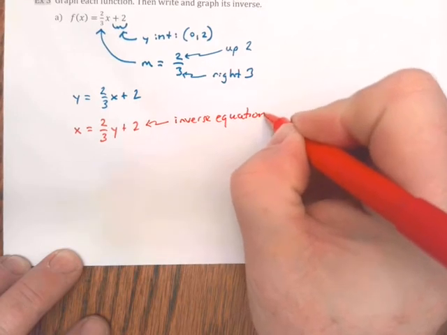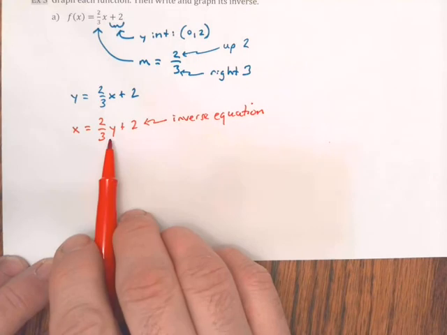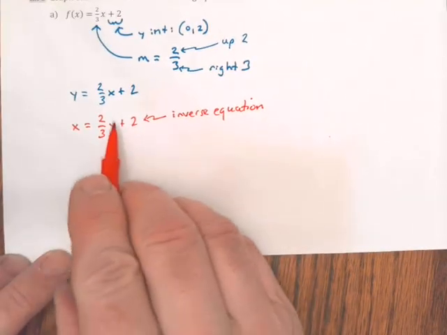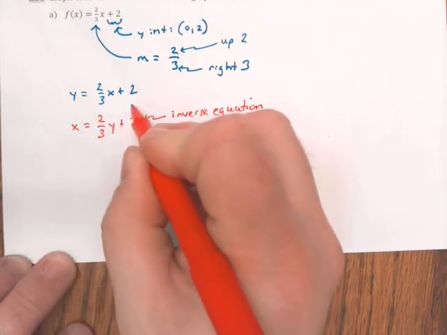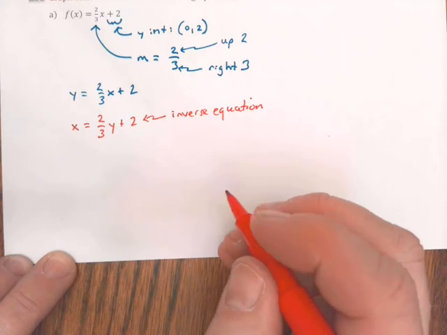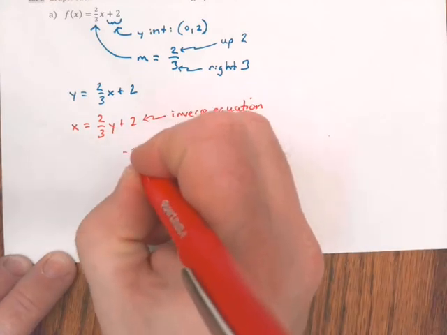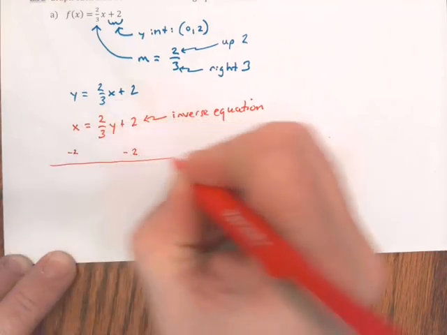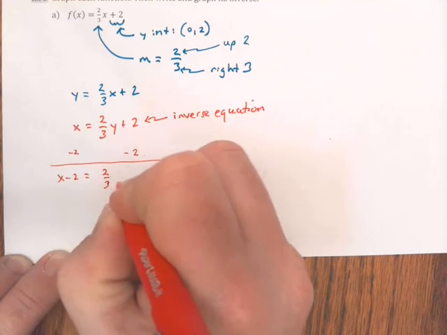However, we don't want it in that form. We need to have y all by itself. We want y equals for this inverse also. So I'm going to start moving everything away from the y, so I get the y all by itself over on this side. I'm going to subtract 2 on both sides. That would give me x minus 2 is equal to 2/3 y.